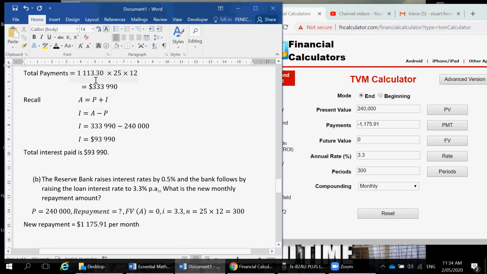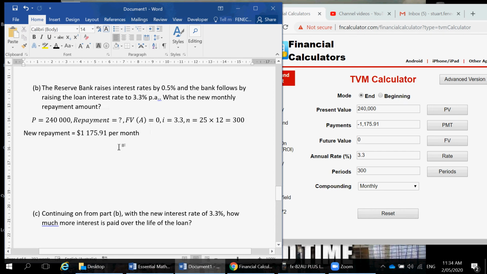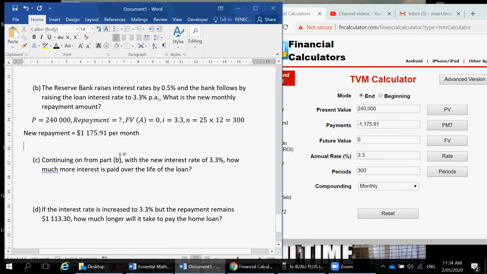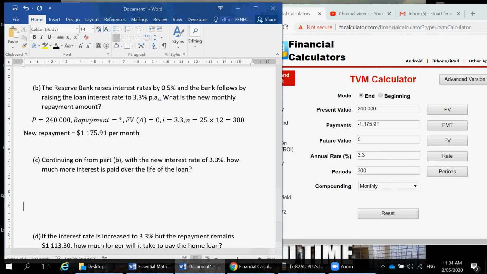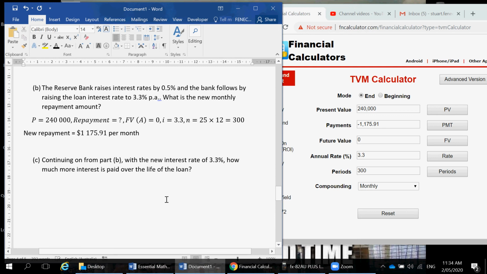Okay, it hasn't gone up a huge amount. What's that? It's gone up about $62 a month. But it has gone up. As the interest rate goes up, yeah, your repayment's going to go up. So let's continue. Next part of the question. With the new interest rate of 3.3%, how much more interest is paid over the life of the loan?